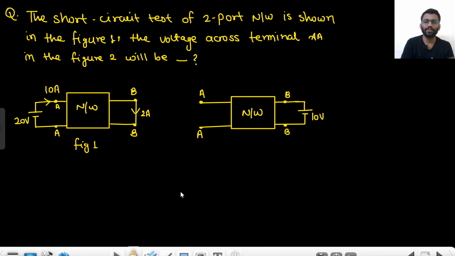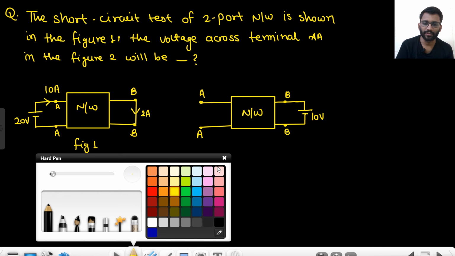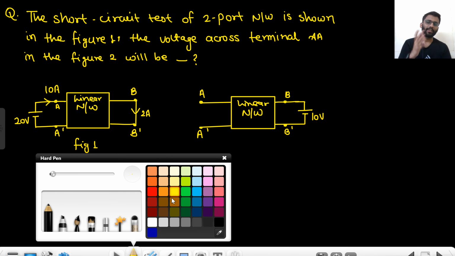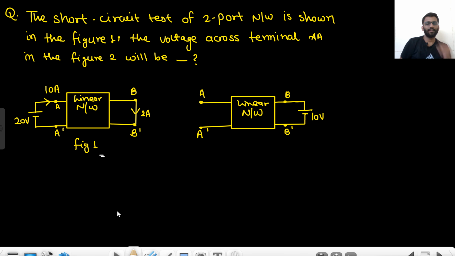Let's move on to this question. In this question, this figure is given and the question is asked on this figure. We should have written linear network, right? This is a linear network. So the short circuit test of a 2 port network is shown in figure 1. You need to find the voltage across AA dash. We need to find the voltage across AA dash. So what do you think? What voltage are they asking? What do you think it is?